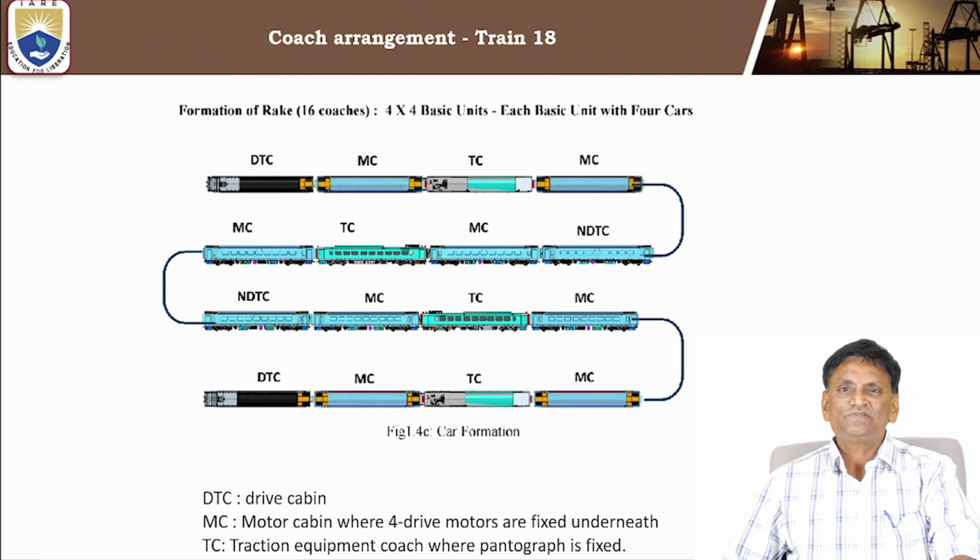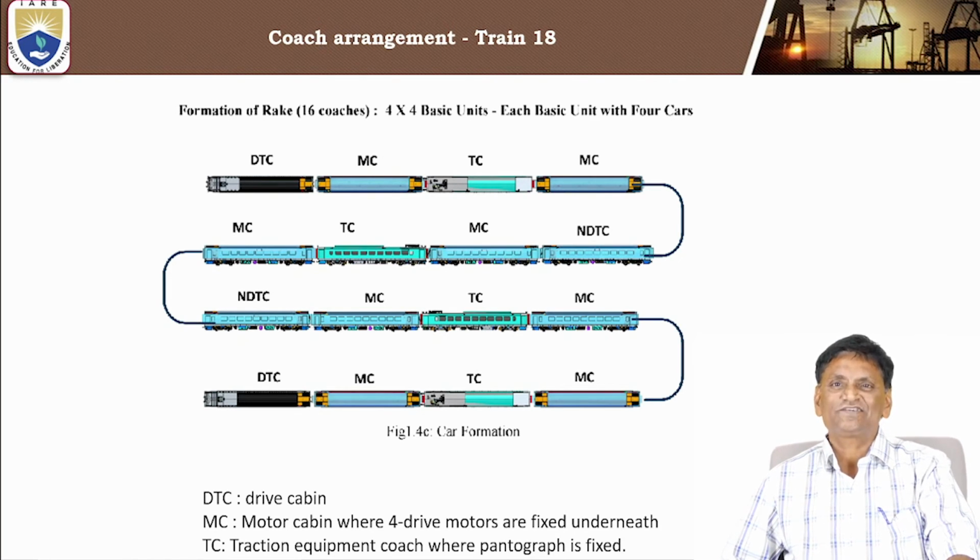The second coach is the motor coach, where the actual motors of 250 kilowatt are mounted on all 4 corners of the coach. So each MC coach will have 250 kilowatt into 4. That is 1000 kilowatt of power on each MC coach. Then the third coach is TC, a traction coach.